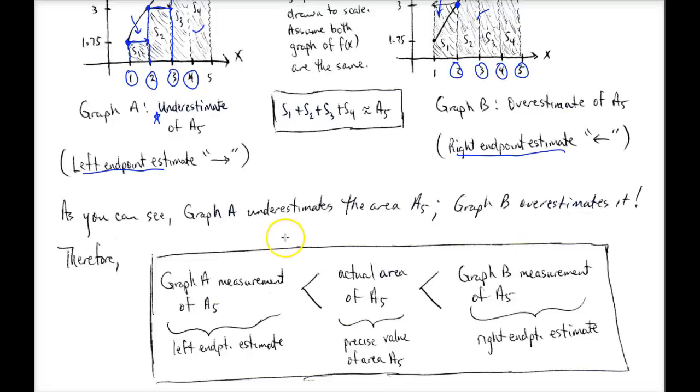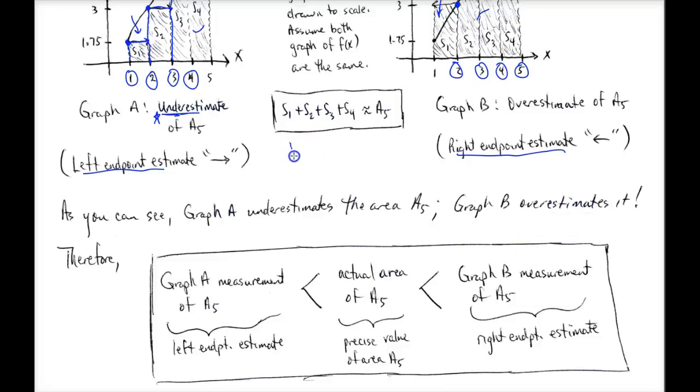And one thing I do want to point out now is that the only reason the left endpoint estimate is the underestimate in this case is because this function starts out increasing and then it decreases. And for the right endpoint estimate, again, it starts off increasing and then it decreases. So for functions that do that within the interval of x values that we want to find the area for, the left endpoint estimate tends to be the underestimate.